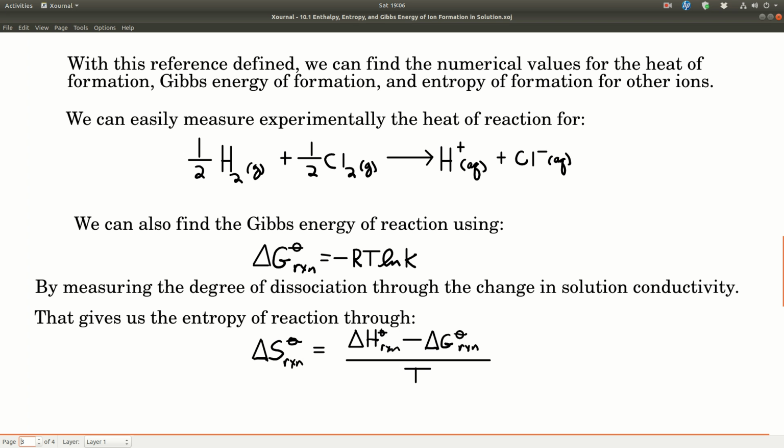Okay, so now that we know delta G, we know delta H, because we measured it, that's Q sub P, thermal energy transferred at constant pressure. We can find delta S of the reaction, delta H minus delta G over T. So now that we have those, we can go even farther.